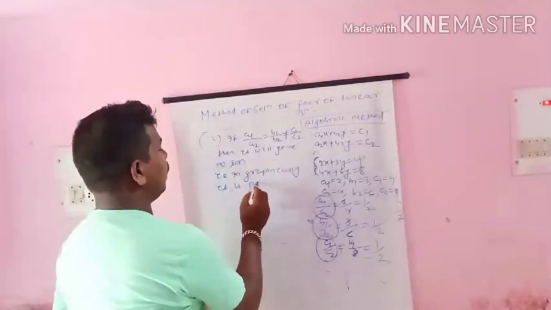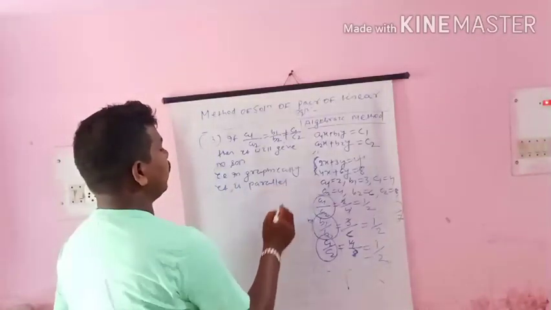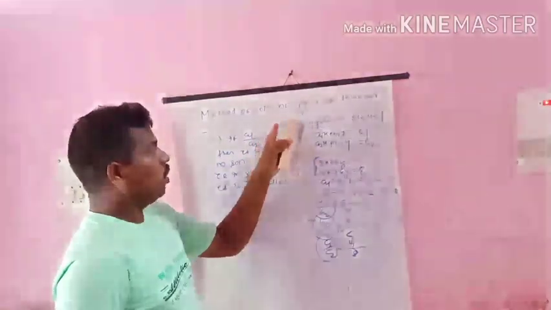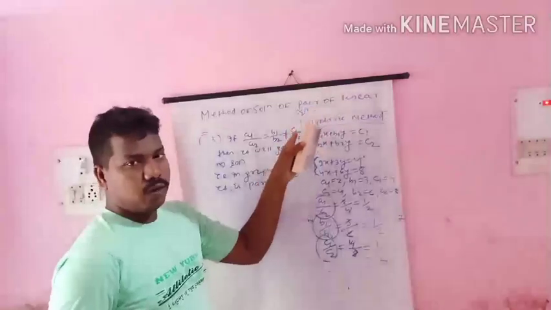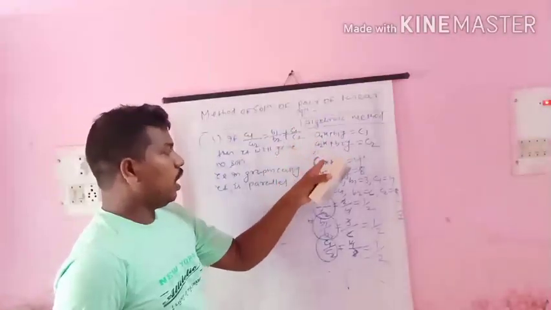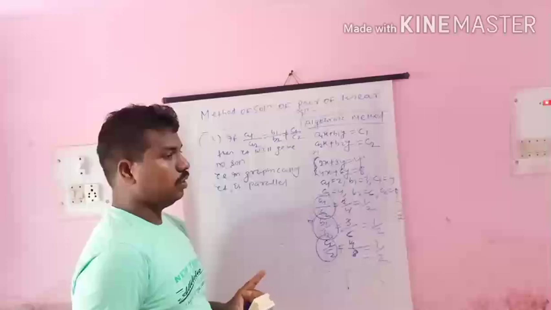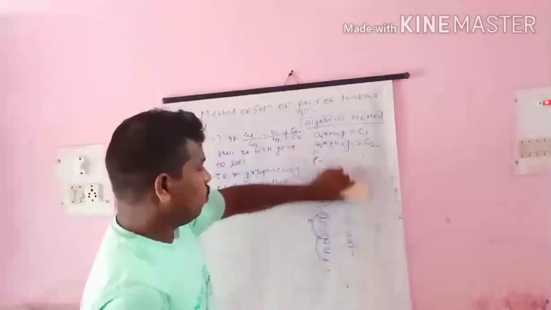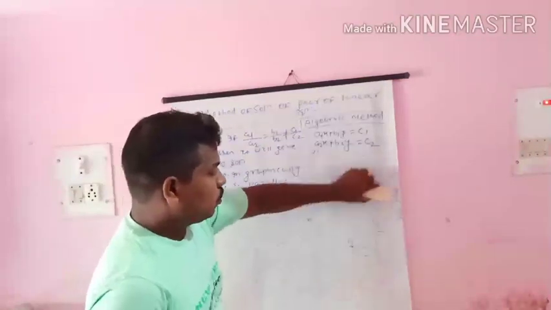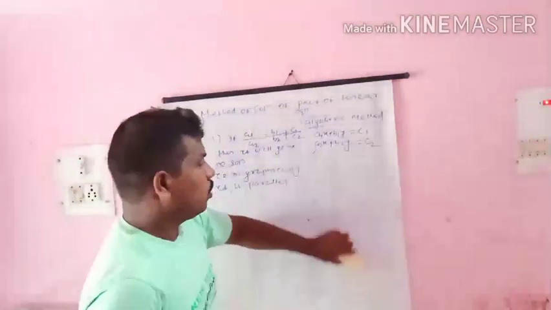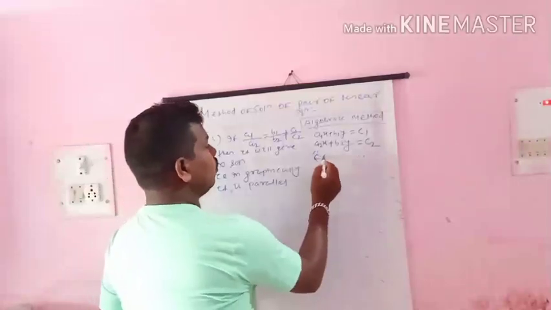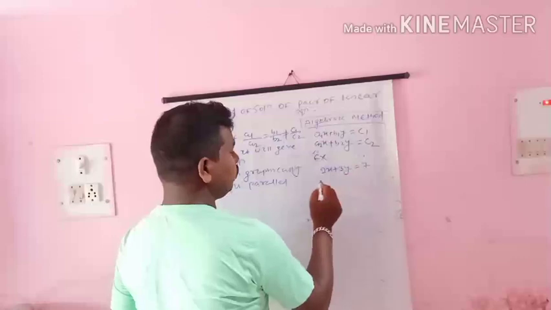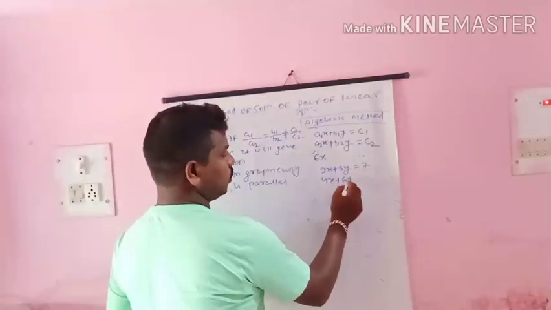Graphically it is parallel. That means two lines are parallel. So if a1 by a2 equal to b1 by b2 not equal to c1 by c2, then the two lines are automatically parallel. So we have to check whether the solution will give parallel or not. For that we take an example: 2x plus 3y equal to 7, 4x plus 6y equal to 8.